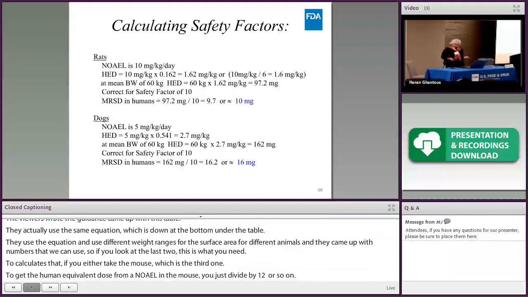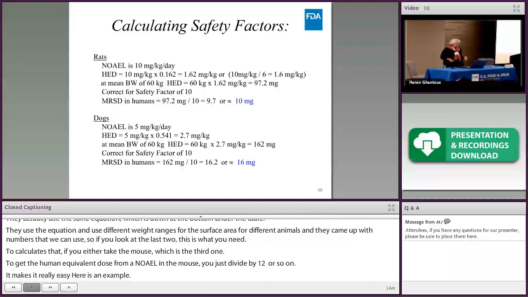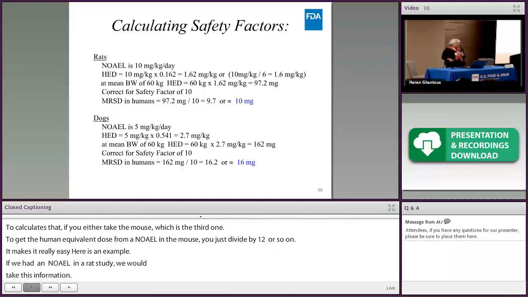So here's an example. If we had a NOEL in a rat study of 10 milligram per kilogram per day, the human equivalent is 10 times 0.162. This comes from the rats column. It gives us 1.62 milligram per kilogram. Or the way I like to do it is divide, I find it easier. If you divide by 6, you get the same number, 1.6.